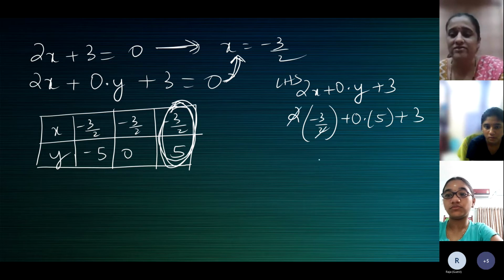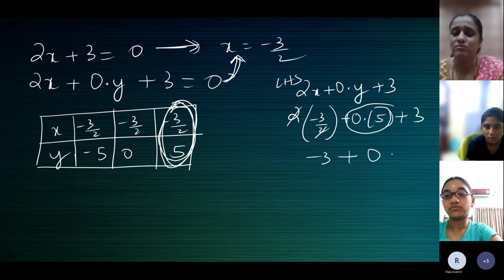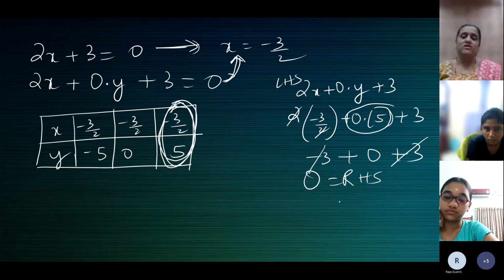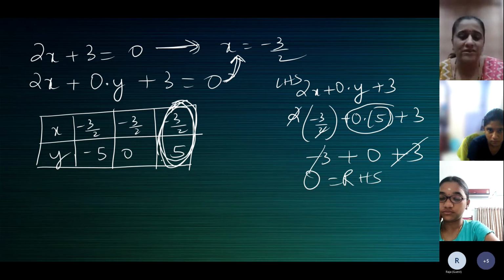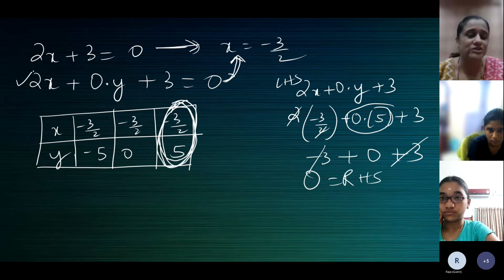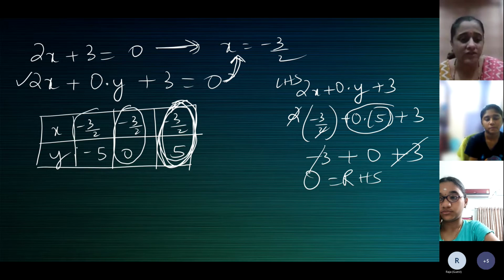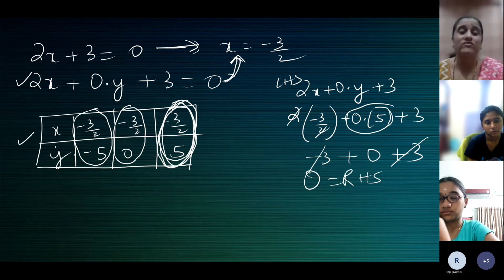So 2 gets cancelled. Minus 3. 0 into 5 is 0. It is 0 plus 3. So minus 3 plus 3 is 0, which is the RHS. So clearly minus 3 by 2 comma 5 satisfies this equation, and hence it's a solution to the equation. Similarly, when you use these values for x and y, they will also satisfy the equation. So the values of x and y which we have taken are correct.